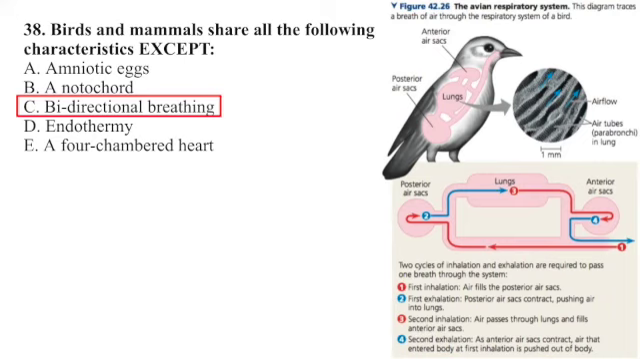Statement A is incorrect because the amniotes are a group of tetrapods that have amniotic eggs equipped with 4 extra embryonic membranes. Statement B is incorrect because the notochord is a flexible rod-shaped organ, which develops from mesoderm and is found in embryos of all chordates. D is incorrect because both mammals and birds are endotherms. And E is incorrect because birds and mammals have a 4-chambered heart. And if you need to go back to brush up on this, it's chapter 42 in Campbell.